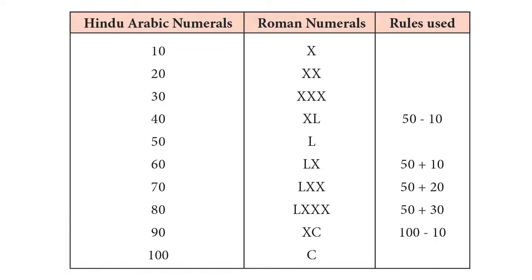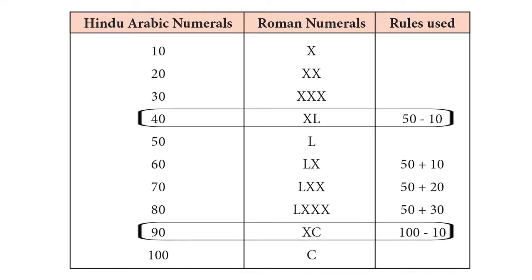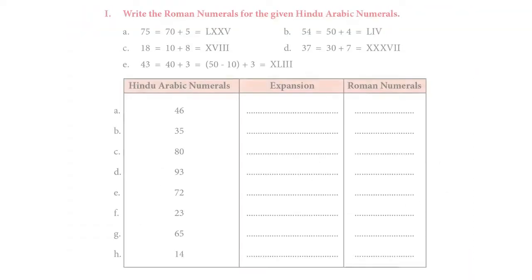Now, in the next table, you are having all the Roman numerals and Hindu Arabic numerals for 10, 20, 30, 40, 50, 60, 70, 80, 90 and 100. Take a look at those, and if you notice, for 4 and 9, there is always a subtraction coming, but all the others are easy and the rest of them are addition. Okay, 4 and 9 always remember. Okay. Let's do some examples.